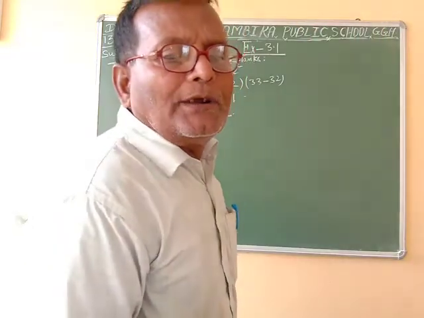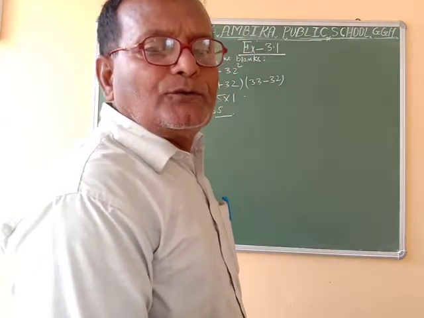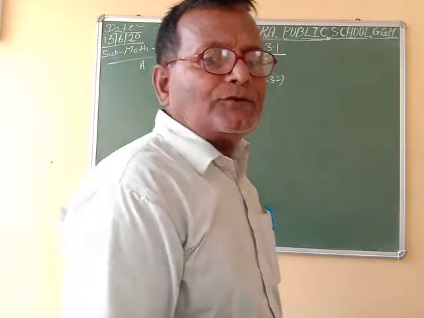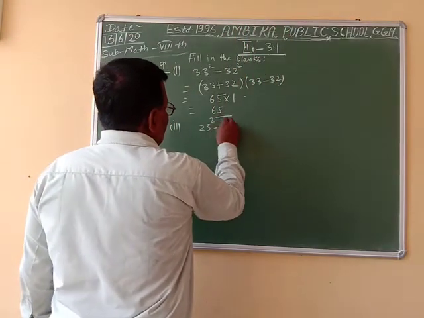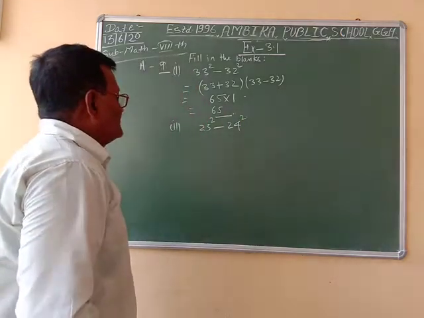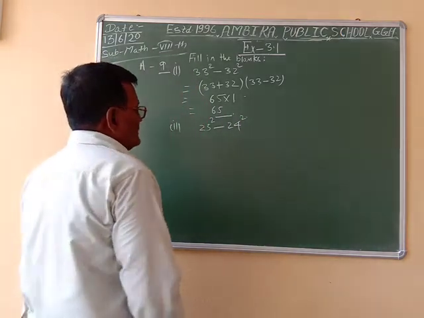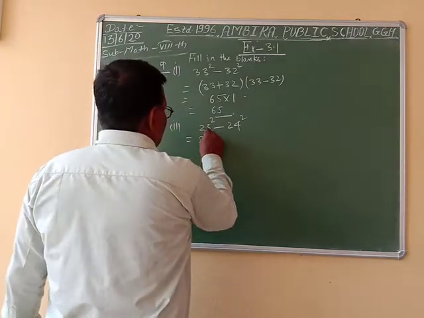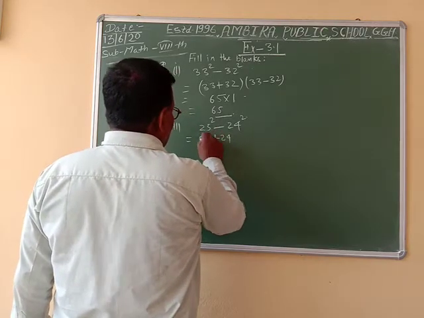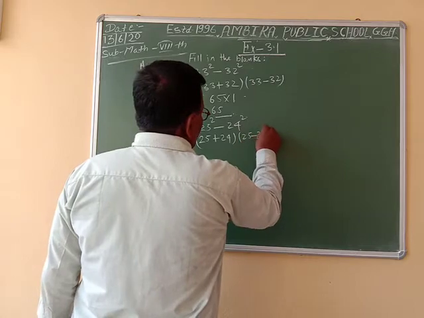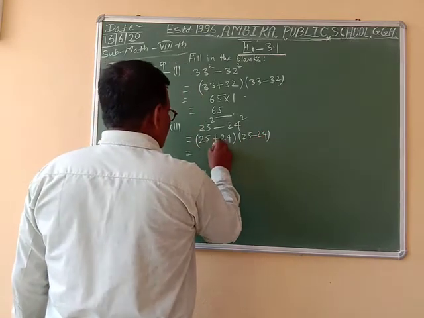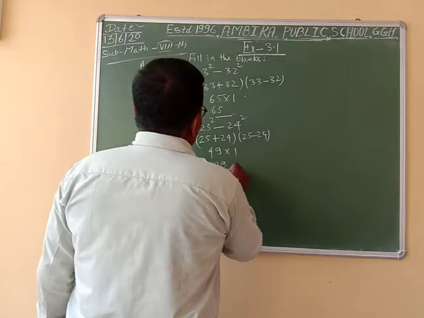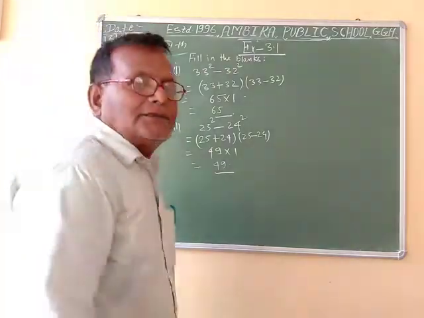Similarly, you can solve the second question, 25 square minus 24 square. Using the identity a square minus b square is equal to a plus b into a minus b, you can write 25 plus 24 into 25 minus 24, which is equal to 49 into 1, which is equal to 49. In this way, you can fill in the blanks.